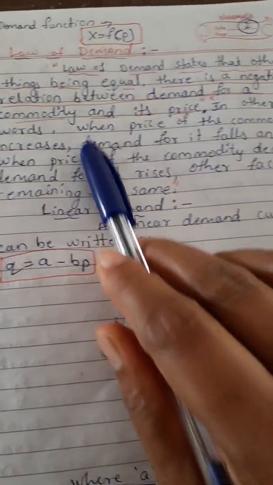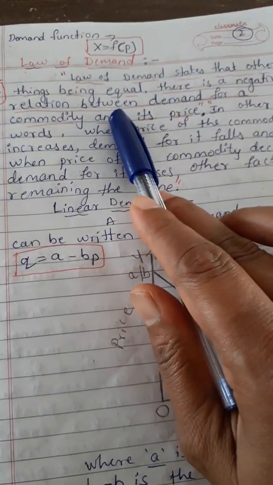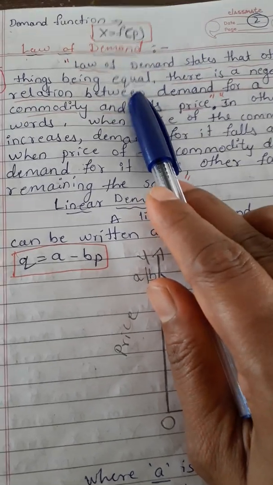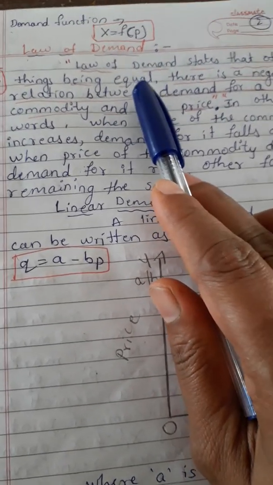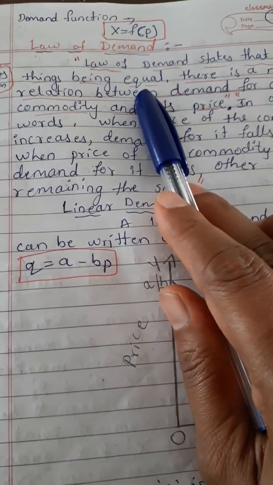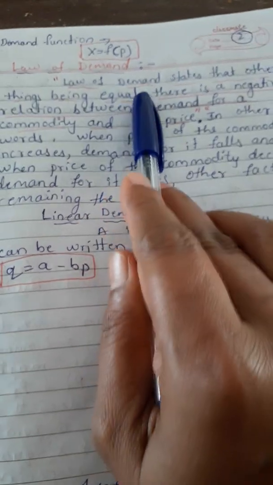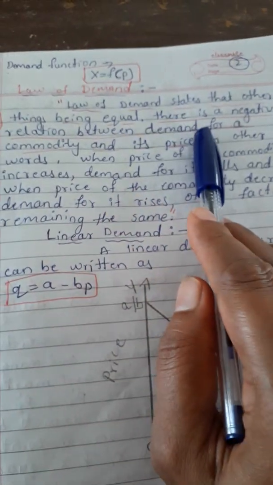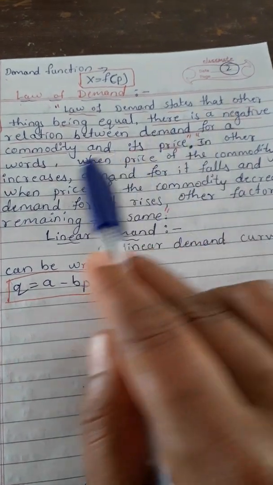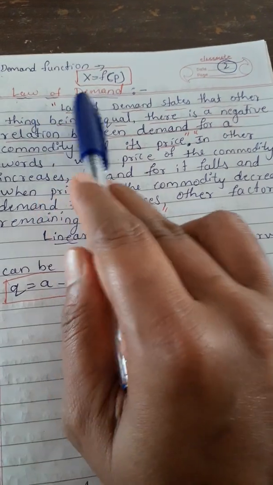Here, for example, the law of demand states that other things remain equal. Here, what is meant by other things remaining equal? It means the income of the consumer, the taste of the consumer, the preference of the consumer. This is known as other things being equal. There is a negative relationship between demand for a commodity and its price. That is the law of demand.